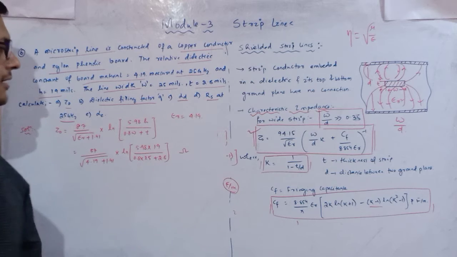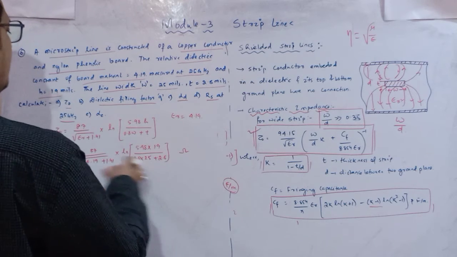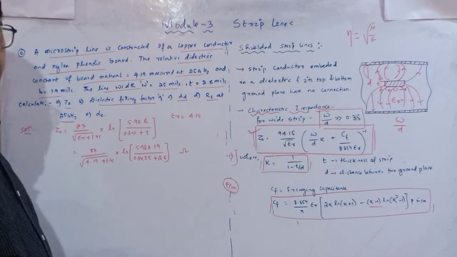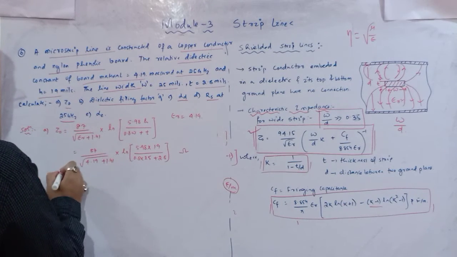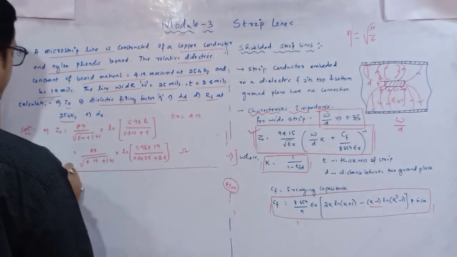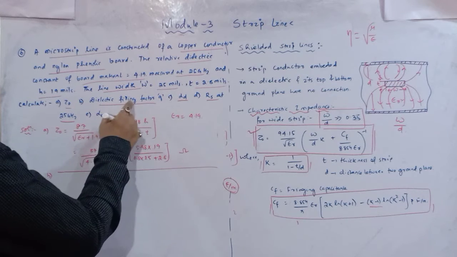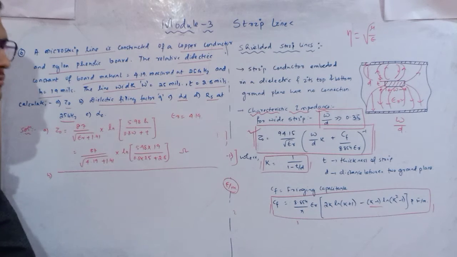I don't have a calculator, so I couldn't calculate it. You people try to calculate this unknown factor. Okay, so this is our characteristic impedance. Second is our dielectric filling factor Q.